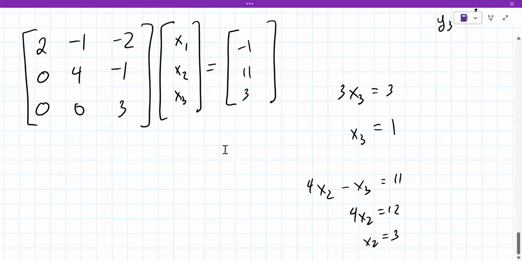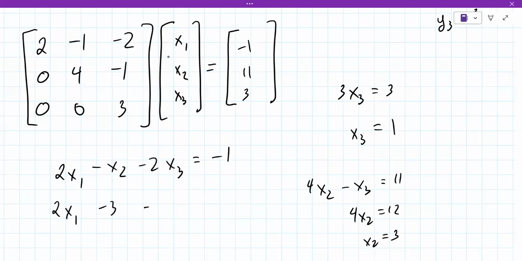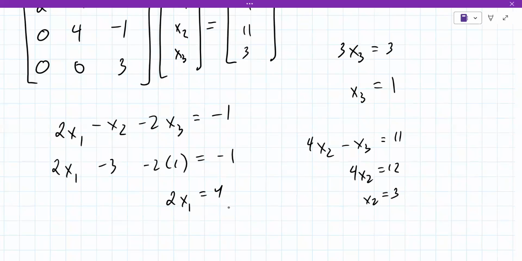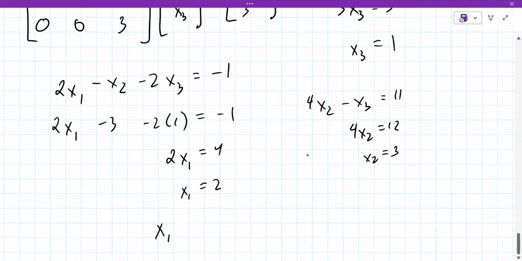And then take the first row times the first column, 2x1 minus x2 minus 2x3 equals -1. So 2x1 minus 3 minus 2 times 1 equals -1. So this is -5. Add 5 to both sides, that's 4. 2x1 equals 4, x1 equals 2. And does that work with what I said? It does. So all that works to find that x1 equals 2, x2 equals 3, x3 equals 1. There you have it.